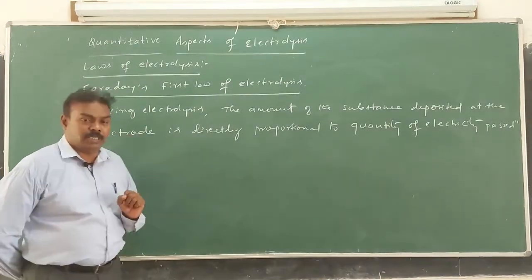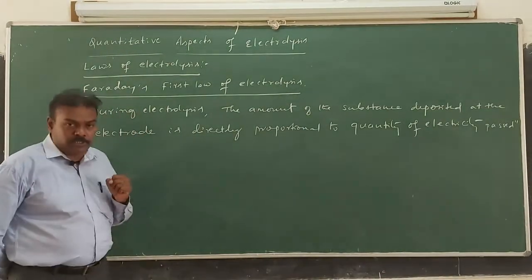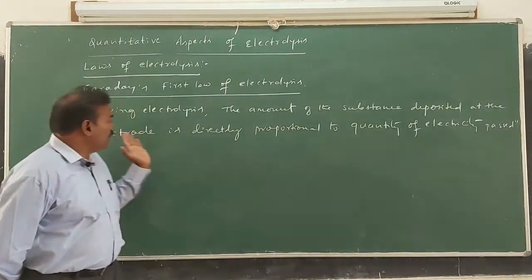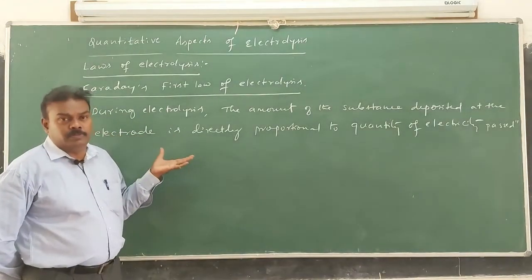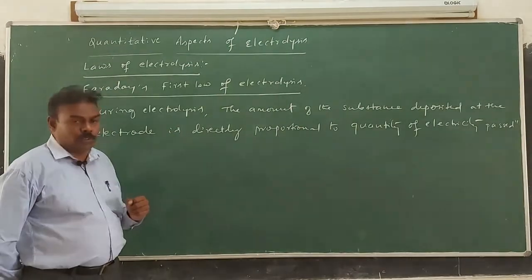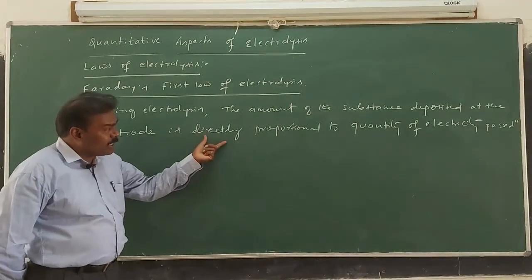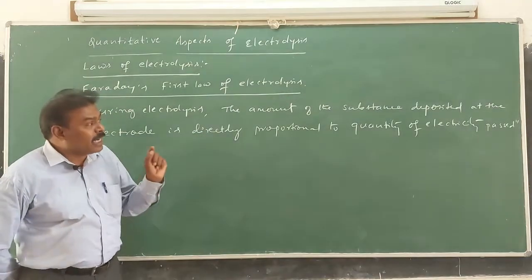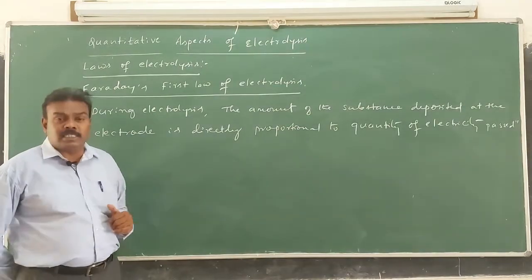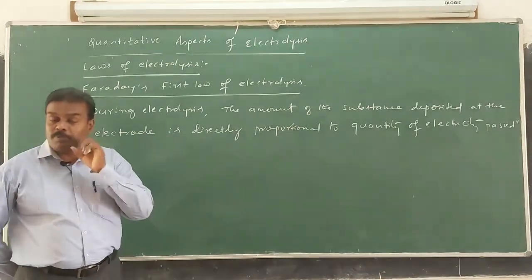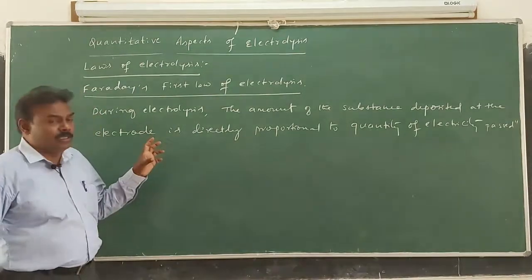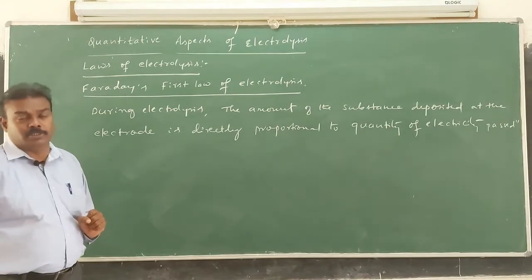What is Faraday's first law? Very simple. During electrolysis, the amount of the substance deposited at the electrode, whether it may be the cathode or the anode, is directly proportional to the quantity of electricity passed. It means as the amount of current you supply increases, the quantity of the substance deposited on the electrode also increases. This is Faraday's first law of electrolysis.